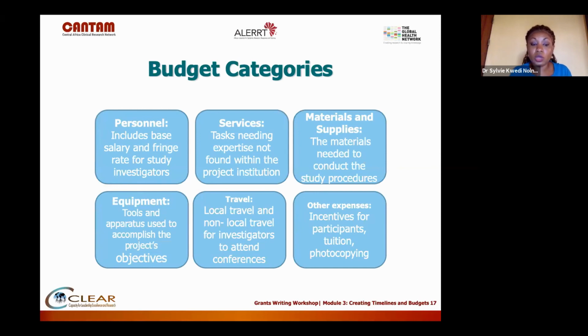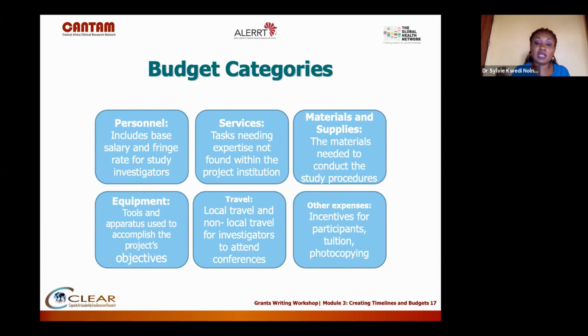Services, sorry, let me go to equipment. Equipment, what do you need? What tools and apparatus do you need in order to accomplish your project objectives? If you are, for example, drawing blood, where will you put the blood after you draw it? EDTA tubes? How many tubes do you need? You're doing full blood count. Do you have a cell counter? Do you need to buy it? You have to know all these things.